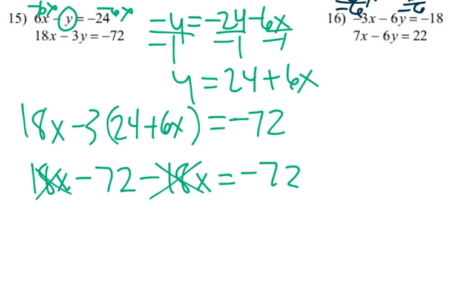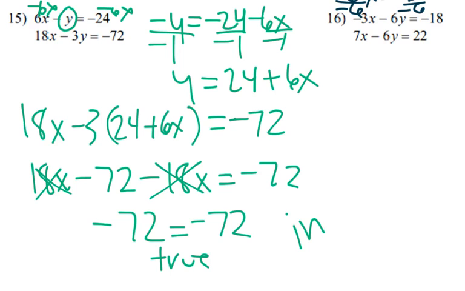The 18x and 18x cancel out. We're left with negative 72 equals negative 72. That is true. So we have infinite solutions here. Alright. So let's take a look at 16.